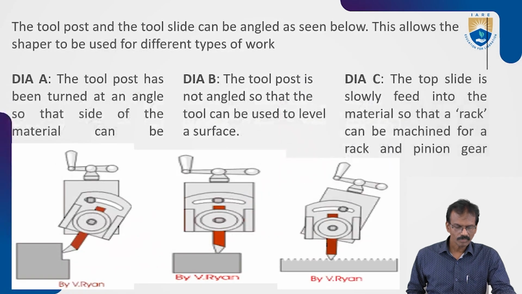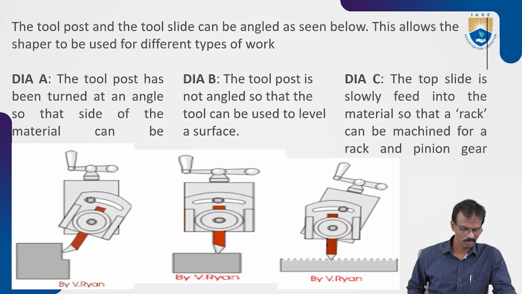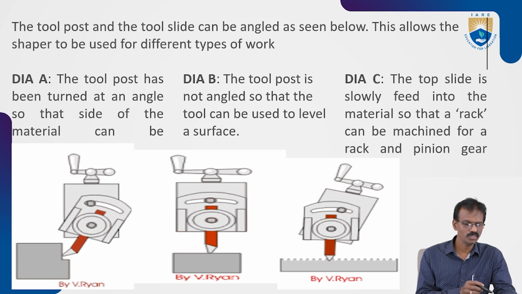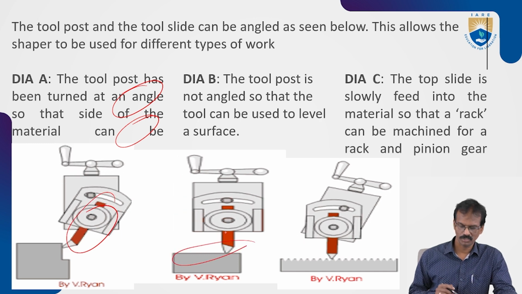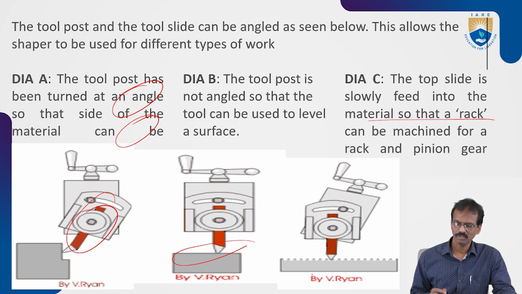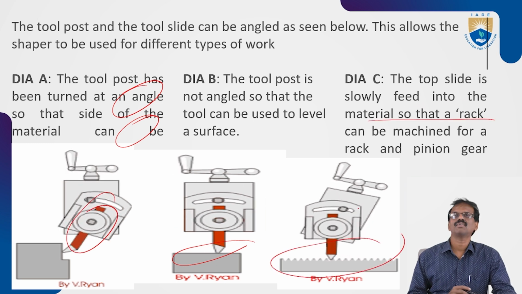Here you can see the tool post has been turned at an angle so that the side of the material can be removed. This moves in forward and backward motion, and we will get flat surfaces. Here, the top slide is slowly fed into the material, so we will get the rack positioning.